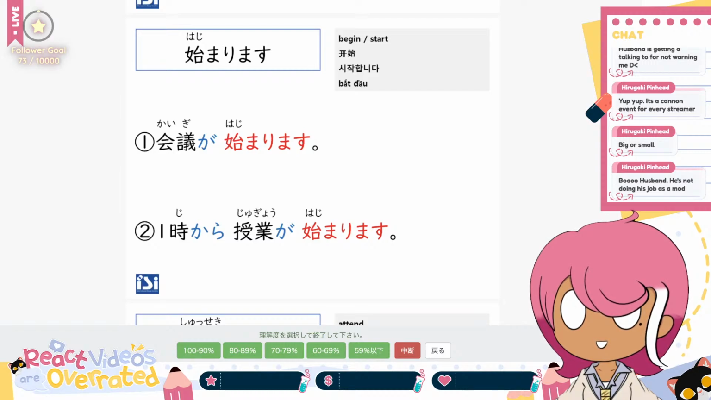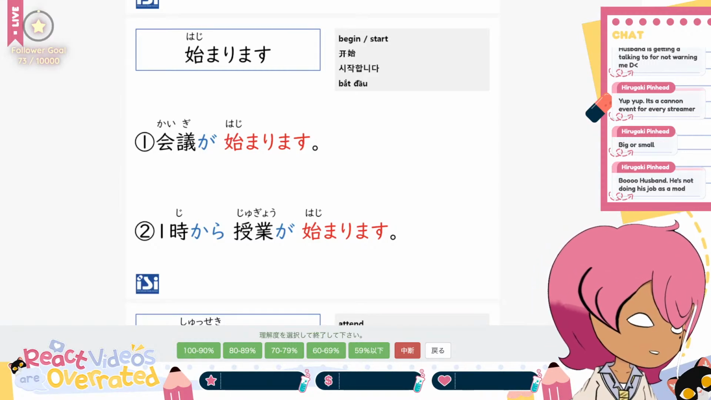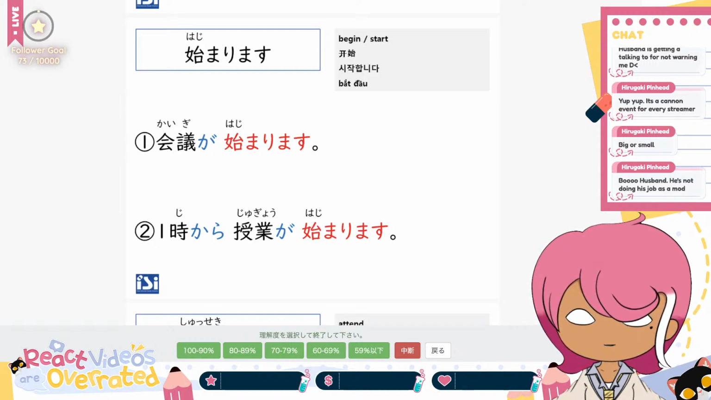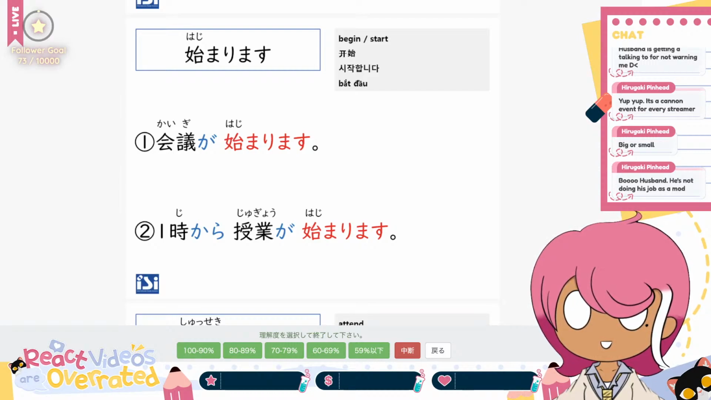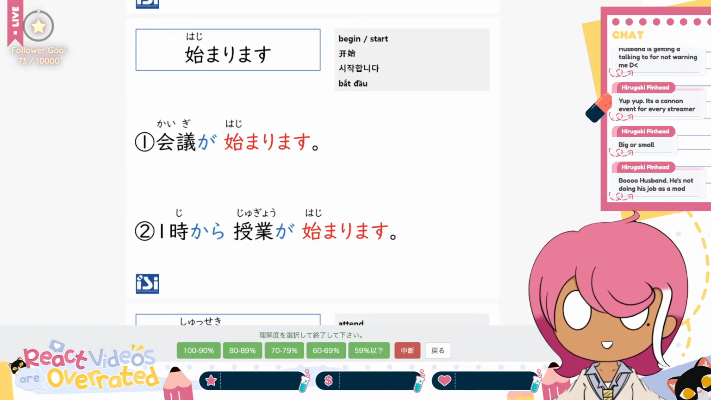会議が始まります。会議。What is 会議? It has to do with the meeting. I know that because that's what the first kanji is. 会議。Oh, it's just meeting. It's like a conference. So to start the conference. 1時から授業が始まります。授業 is class, right? 授業, lesson. It's a lesson. All right. So 1時から授業が始まります。Starting the lesson from 1 hour.